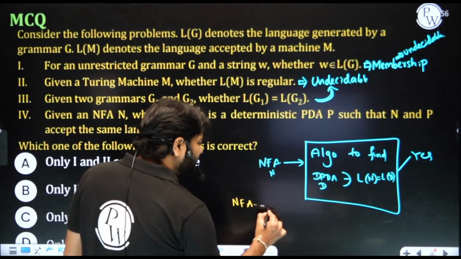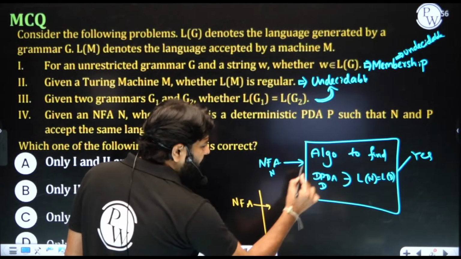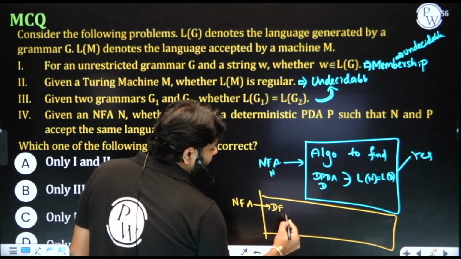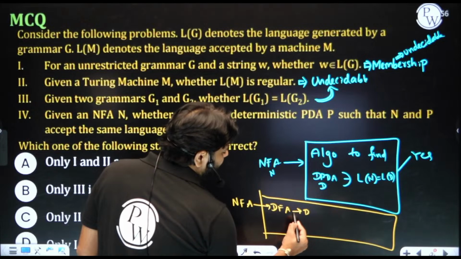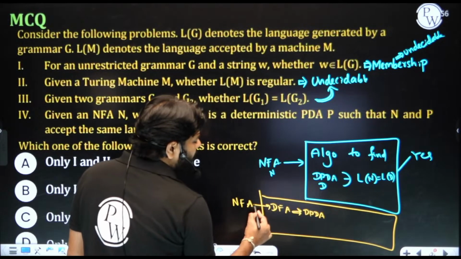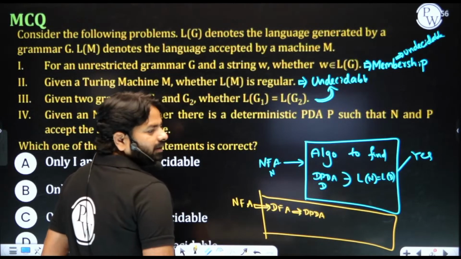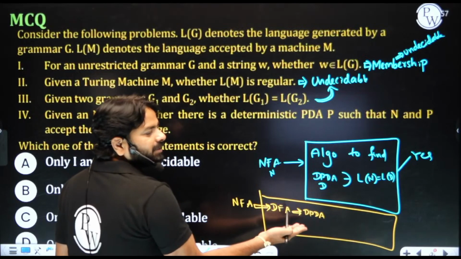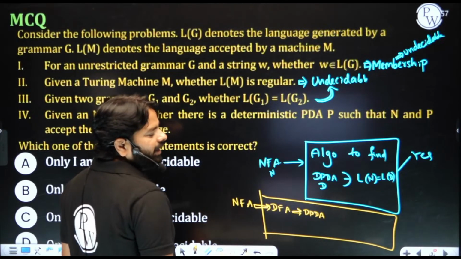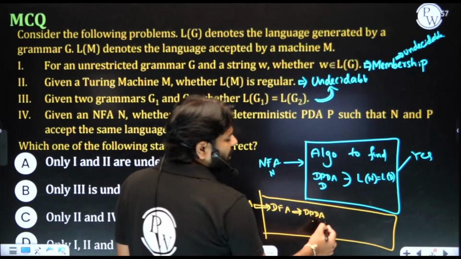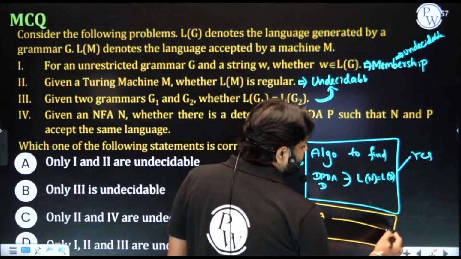Every NFA, see what I do. This is the algorithm, right? In the algorithm, I'll convert to DFA, and every DFA I can convert to DPDA. You have an algorithm too. And now, see there exists, right? Now this has to accept the same language. I found the DPDA, right? Now these two definitely accept the same language. So that's enough to say yes.